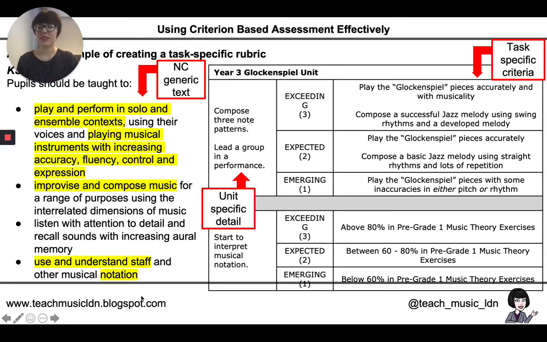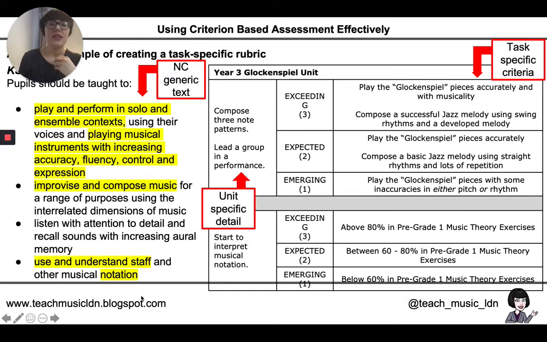Use and understand staff notation. Well, these are Year 3 groups who are working on pre-grade 1 music theory, and so for them to be using and understanding that staff notation, part of that comes into the performance, and part of that is in those theory booklets where we're looking at lines, spaces, note values, that sort of thing, that really are the building blocks of what they need to do in order to be successful.